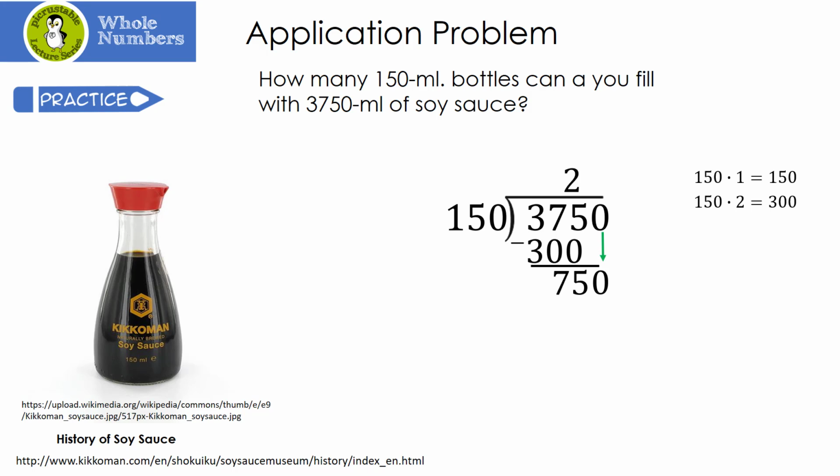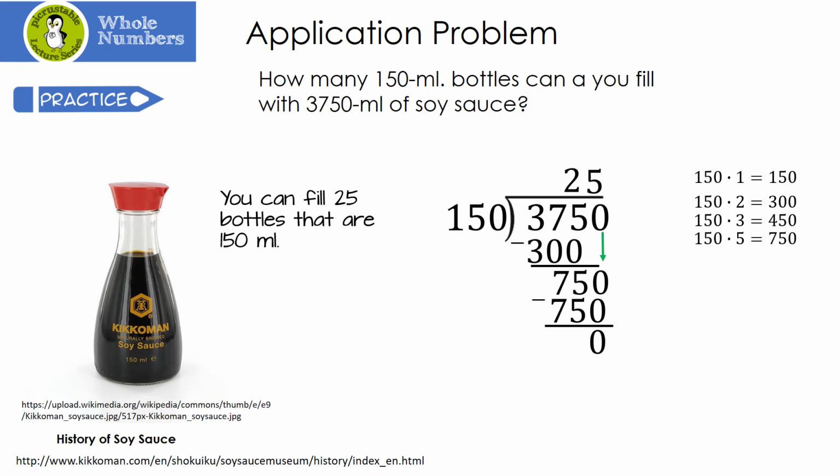We bring down our next 0. Now we have to keep doing our multiplication. Well, 150 times 3 is 450. 150 times 5 is, hey, 750. We're going to put our 5 here, subtract our 750, and we end up with a remainder of 0. What exactly does that mean? That means you can fill 25 bottles that are 150 milliliters, just like the picture here.